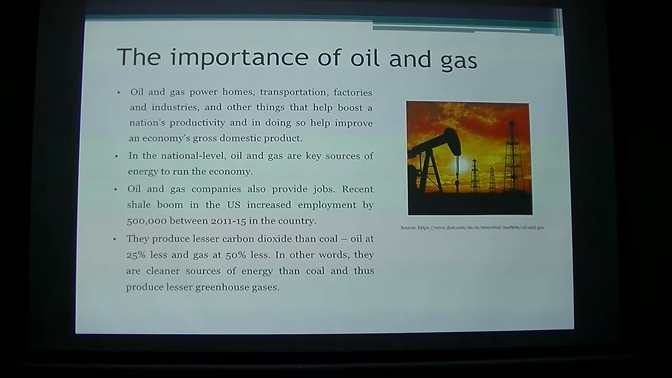In recent years, in the past decades, there has been more focus on reducing greenhouse gases, so that is why oil and gas are really important in that case. Also, they provide economic advantages, such as providing jobs, whereby in the shale boom in the U.S., within 4 years, they increased employment by 500,000.